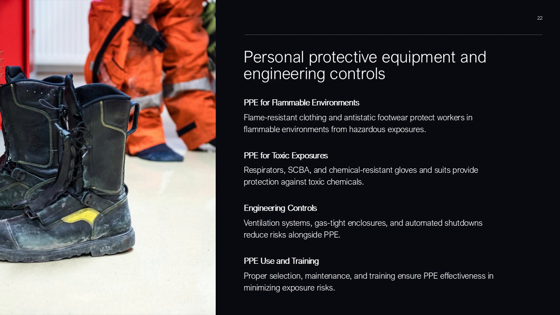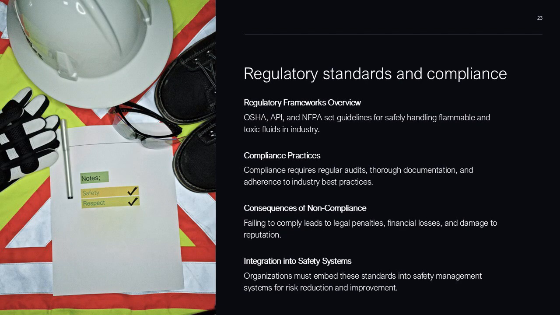Engineering controls such as ventilation systems, gas-tight enclosures, and automated shutdown mechanisms complement PPE to minimize risks. Proper selection, maintenance, and training on PPE use are critical for effectiveness. Regulatory frameworks such as OSHA, API, and NFPA provide guidelines for handling flammable and toxic fluids. These standards cover design, operation, and maintenance requirements to ensure safety.